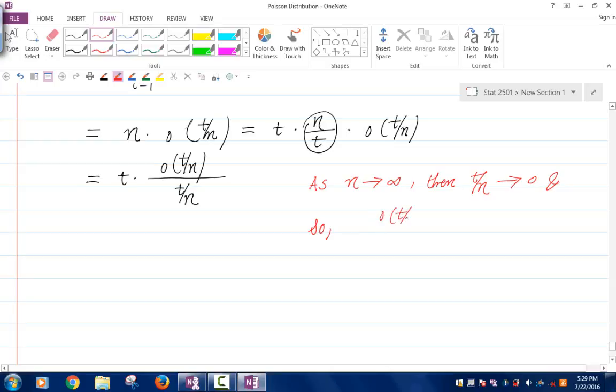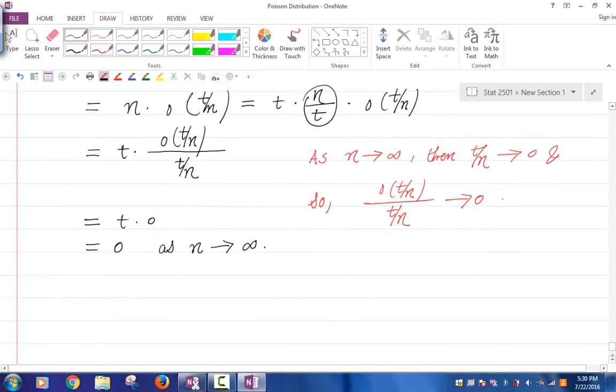the little o of t over n, over t over n, converges to 0. Right? That's by the definition of little o. Little o of t over n represents a function of t over n such that if you divide it by t over n, it goes to 0 if t over n goes to 0. So then I can say this is equal to t times 0, which is 0, and again this happens as we take the limit as n goes to infinity.